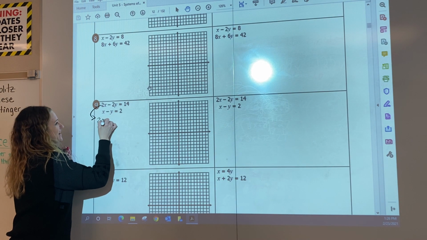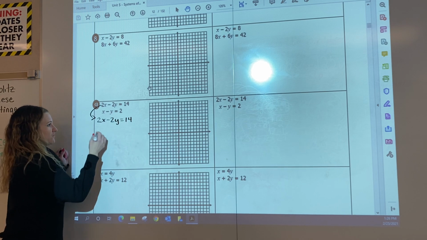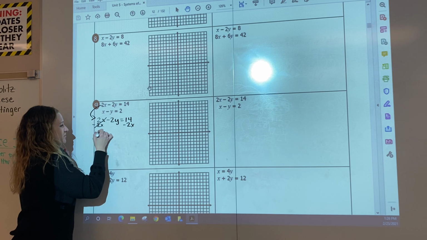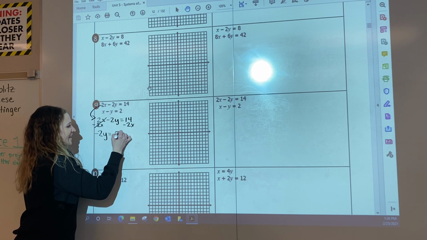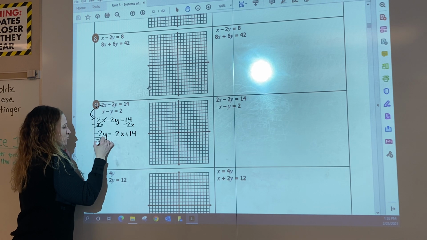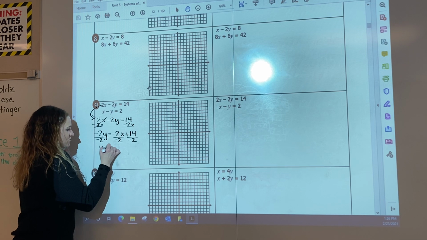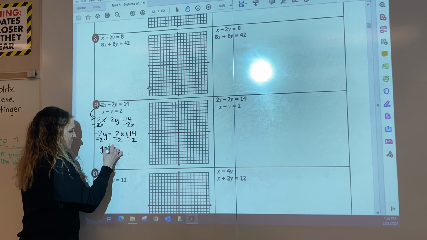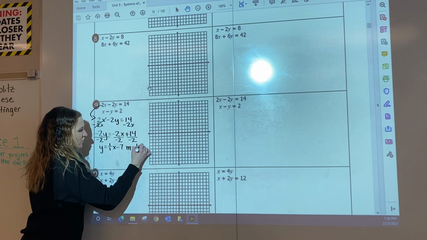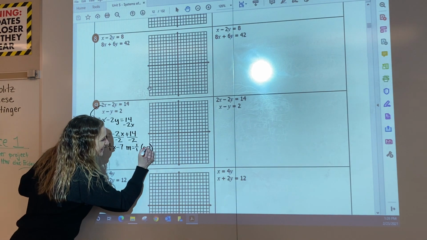So we have 2x minus 2y equals 14. In order to solve for y here, I'm gonna subtract 2x on both sides, leaving me with negative 2y equals negative 2x plus 14. If I divide both sides by negative 2, I get y equals 1 over 1x, I'll put that like that, minus 7. So my slope is 1 over 1. My y-intercept is 0, negative 7.